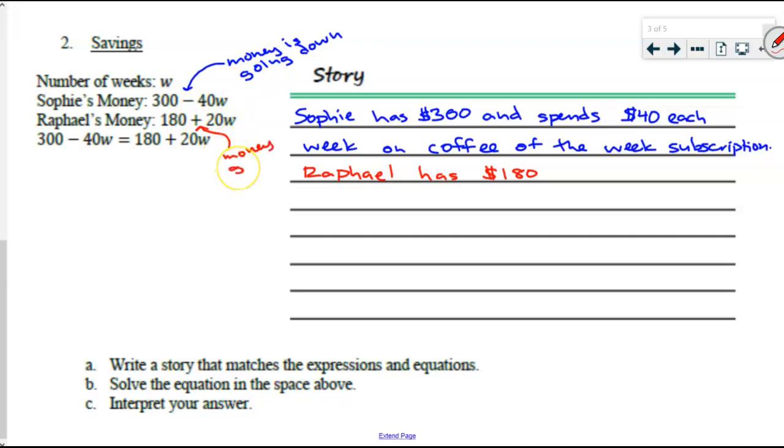So why would the money be going up? He's getting an allowance. He's earning money. He's stealing money, something, I don't know. Money going up. Raphael has $180, and he earns $20 a week mowing lawns.